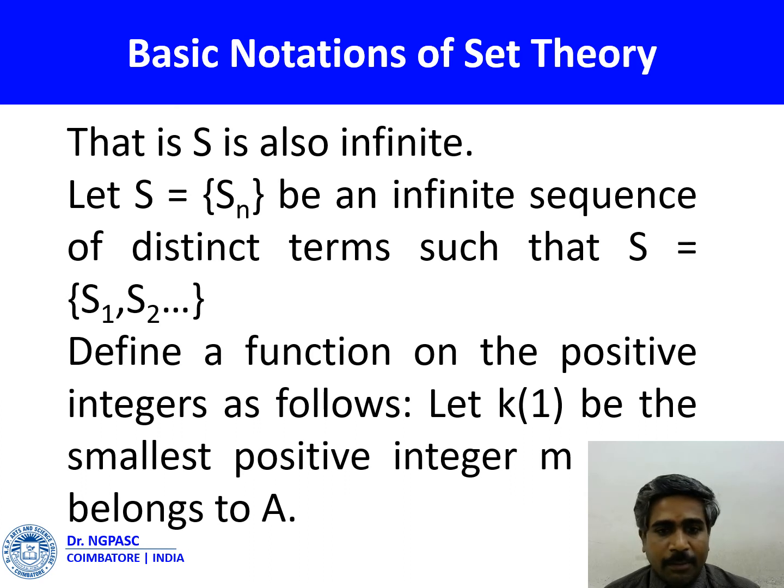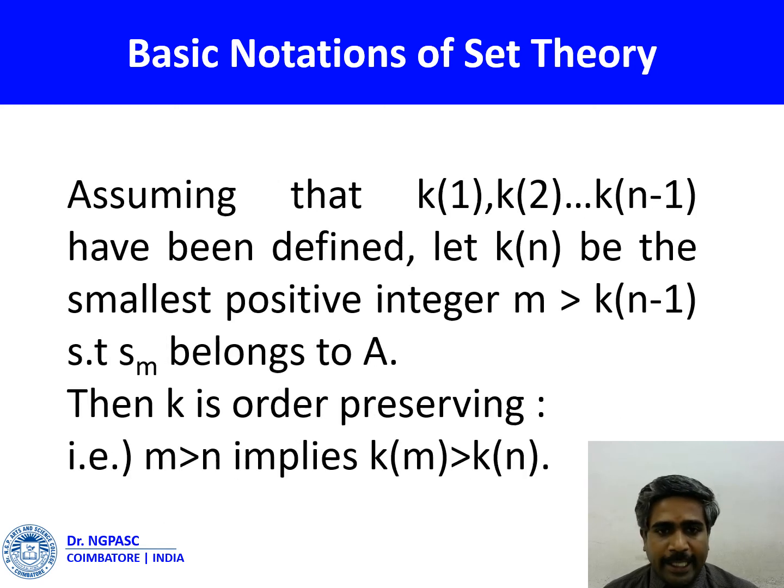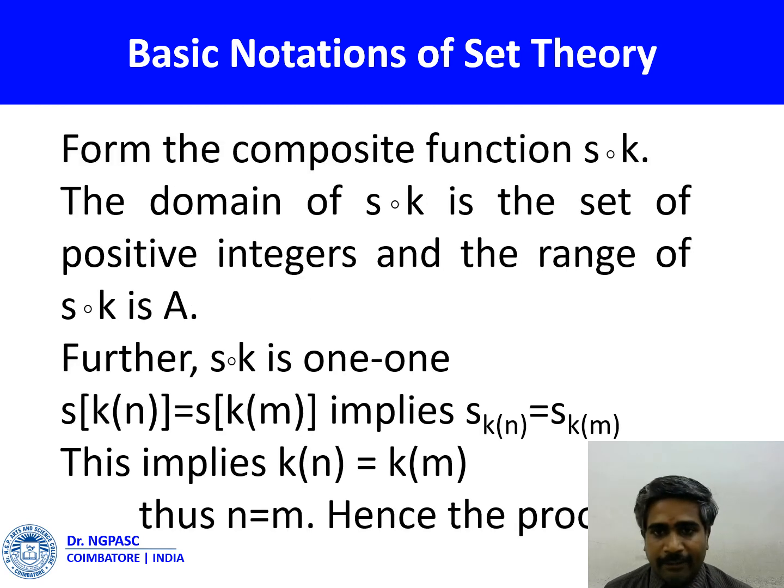Define a function on the positive integers as follows. Let k of 1 be the smallest positive integer such that S of m belongs to A. That is our definition: k of 1 is the smallest positive integer, and that S term must belong to the set A. Assume that k of 1, k of 2, etc., k of n minus 1 have been defined. Let k of n be the smallest positive integer m greater than k of n minus 1 such that S of m belongs to A. Then k is order preserving, because it is the sequence k1, k2, etc. Therefore m greater than n implies k of m greater than k of n.